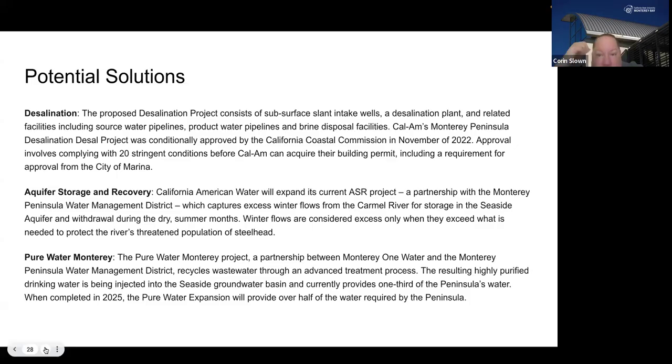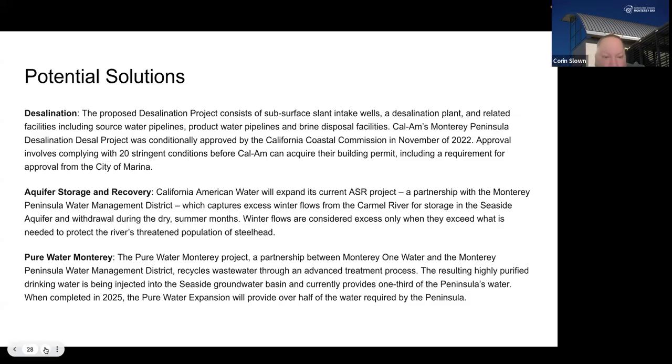We've talked a little bit about desalination. For this case study, it would be subsurface slant intake wells, the building of a plant in Marina, and then the facilities, for example, the pipelines and the brine disposal facilities. All of this was conditionally approved in November of 2022. But there were a number of steps that had to be followed before they could actually acquire the building permit. That required a number of approvals, including, for example, approval from the city of Marina.